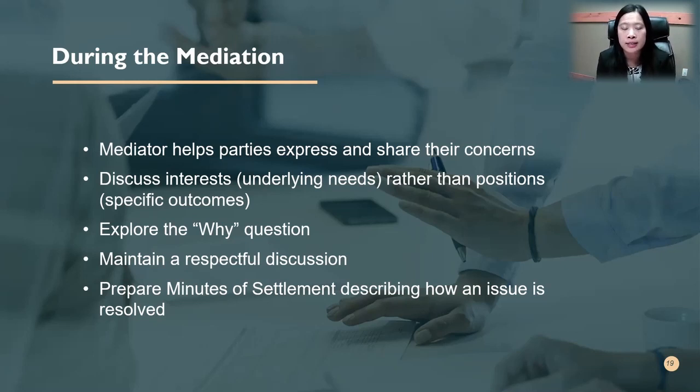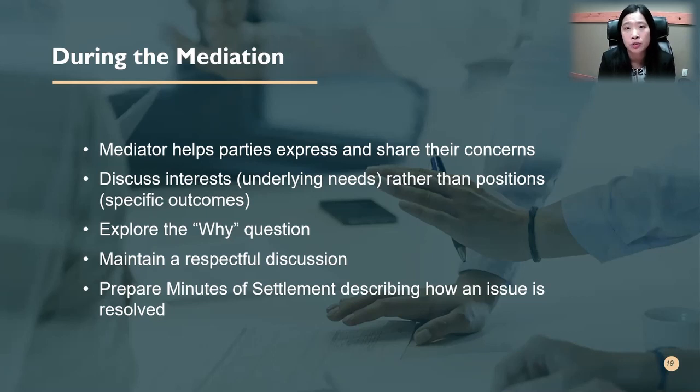Those would be positions, but underlying needs might be something totally different. Their needs might be, well, I still want to keep my job, Monday to Friday, and I want to be able to spend quality time with the children without missing work. That would be more of an underlying need rather than a stated position like, I want to be the primary resident parent. So if someone did say, I want a shared parenting schedule, or I want to be the primary resident parent, the mediator will try to reach behind that statement and explore the why.